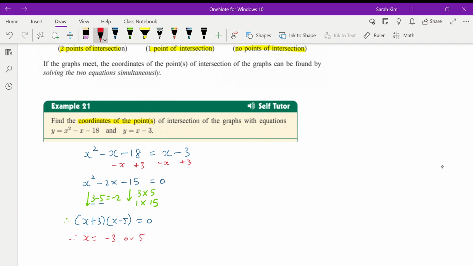That was a bit confusing. Let me explain it again. Let's say this is what it looks like. I have 2 answers, so that's what it would look like. So that's, let's say, minus 3 and 5. I just need to find the y coordinates of them because the question asks for the coordinates.